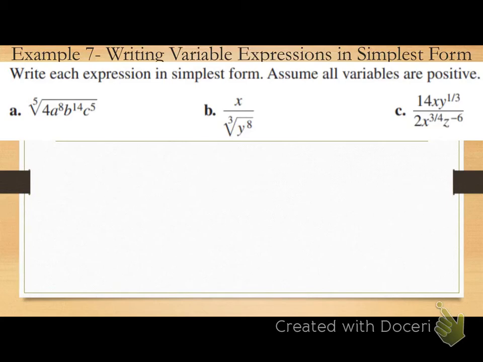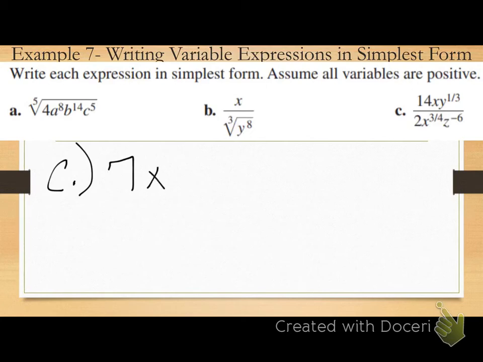Letter C. 14 x y to the 1/3 over 2 x to the 3/4 times z to the negative 6th. So what do you think I'm going to do with that 14 and 2? It's just a division problem, right? Yes. So what's 14 divided by 2? 7. Very good.